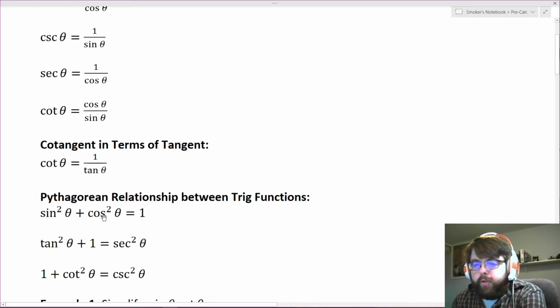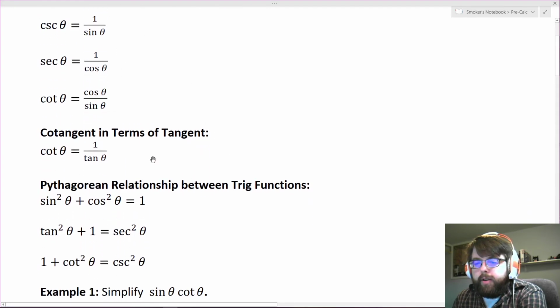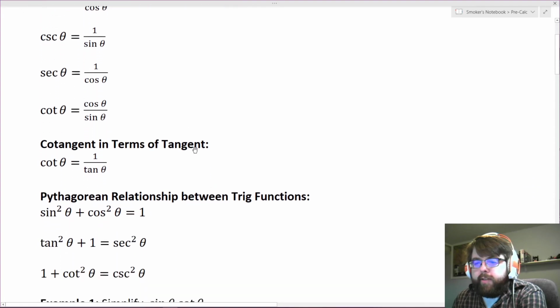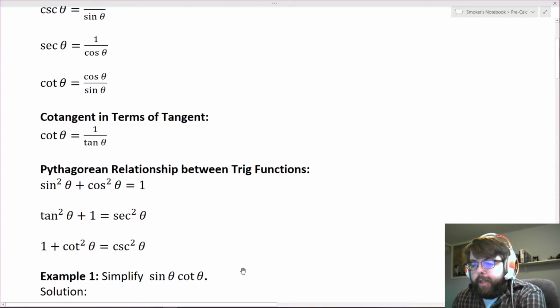So sine squared plus cosine squared equals 1. Very important. Okay. So with all this, we're going to simplify trig expressions. We will be given a trig expression. For instance, example 1, sine theta times cotangent theta. And our goal is to write this as one trig function, if possible, or as few trig functions as possible. That is our goal.